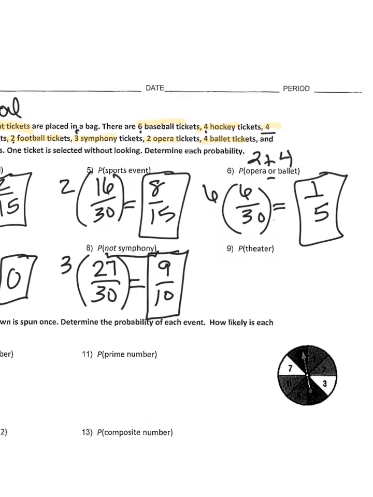Number 9, the probability of pulling a theater ticket. So there's 5 of those, 5 theater tickets, and 30 overall tickets. So we can reduce that one down as well to 1/6.